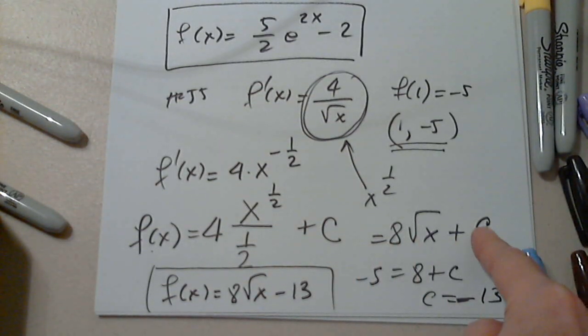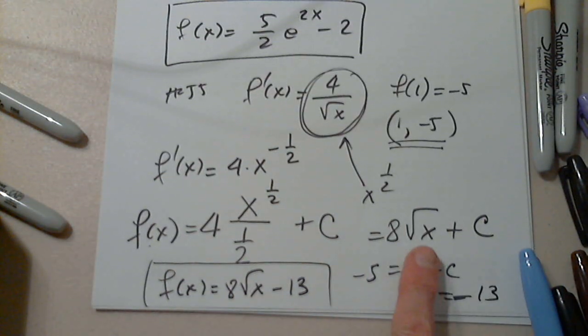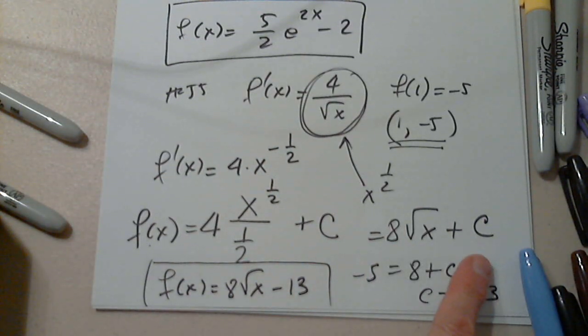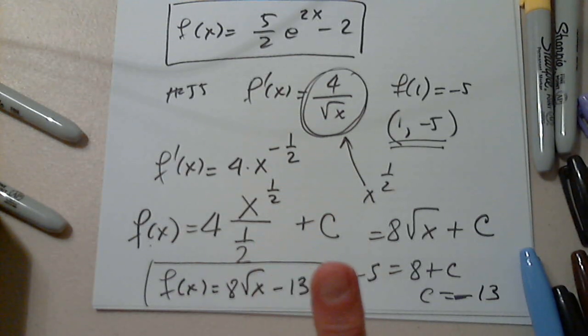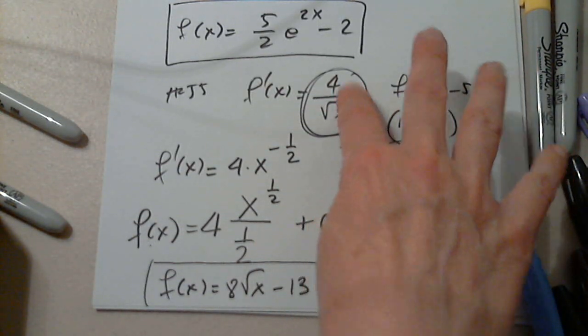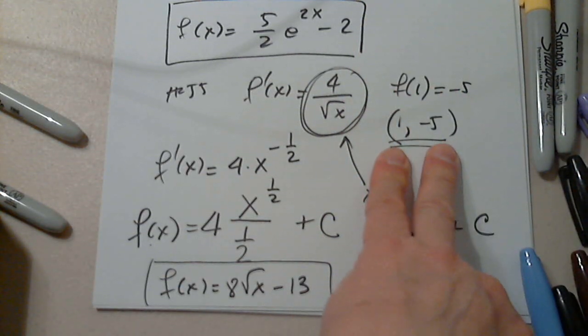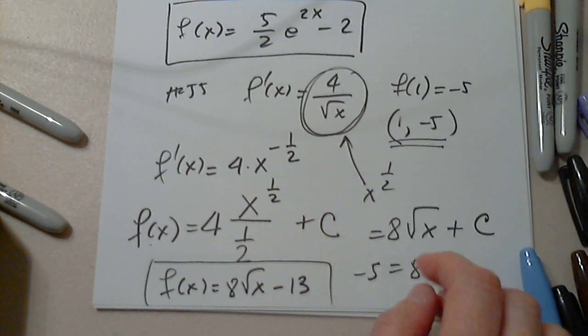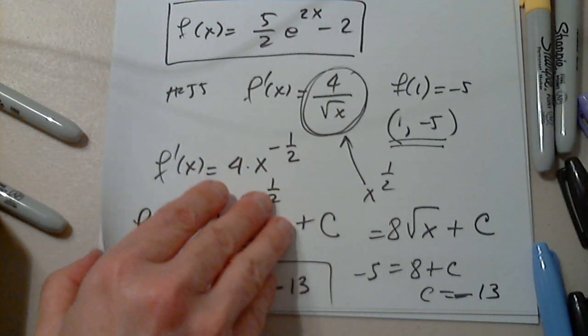I have to put it in. 8 times the square root of x minus 13. This is the only function, the unique function, whose derivative is this, guaranteed, and passes through this point. There is no other function.